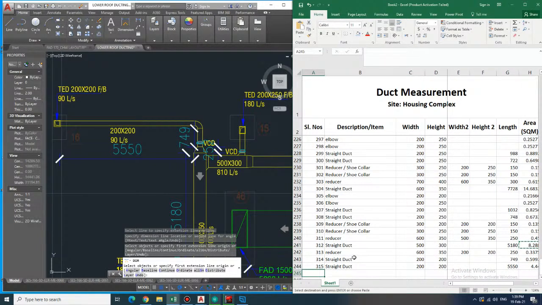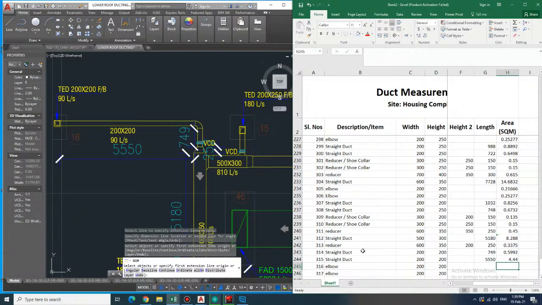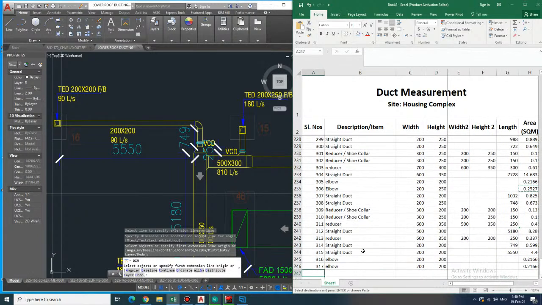And going to 316, 2 elbows. So we need 2 elbows, 200 by 200. There we go. 200 by 200. So where is the elbow equation? Okay, here. So that portion is finished.